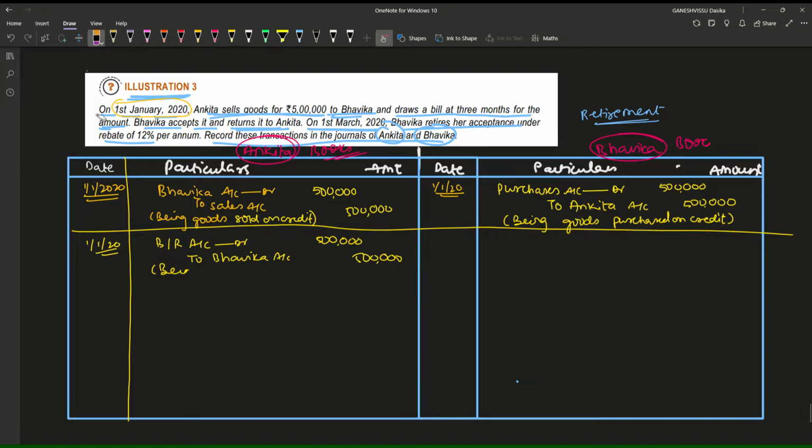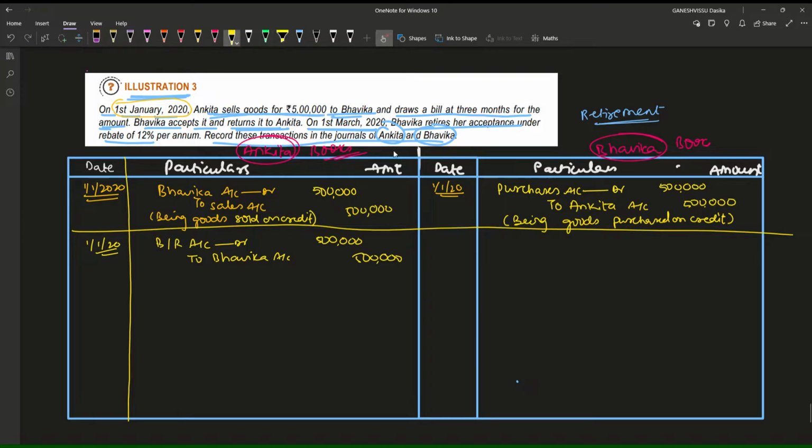I'm not going to write the narration, it is time consuming. But in our examinations we should write these narrations. You know how to write these narrations, right? I can't explain you all this. We are now dealing with this bills of exchange. Okay, bills receivable account debit to Bhavika account.